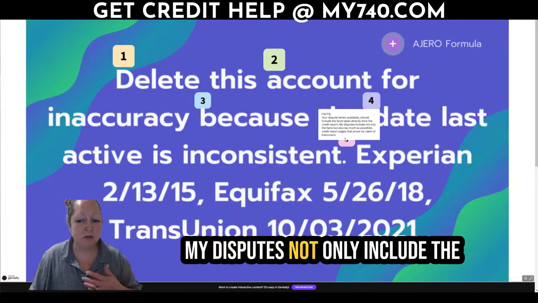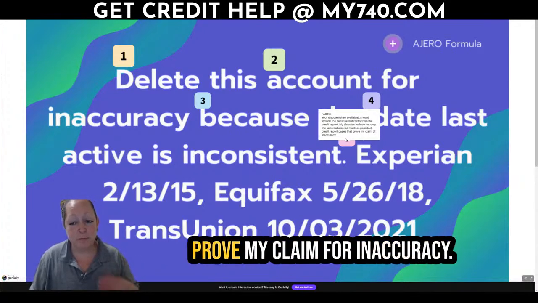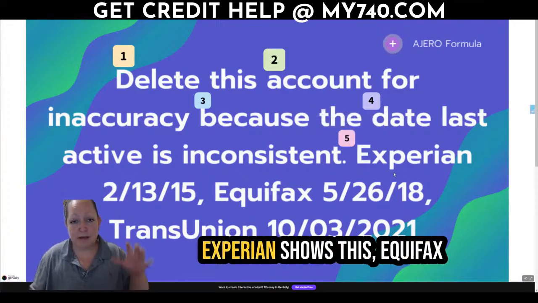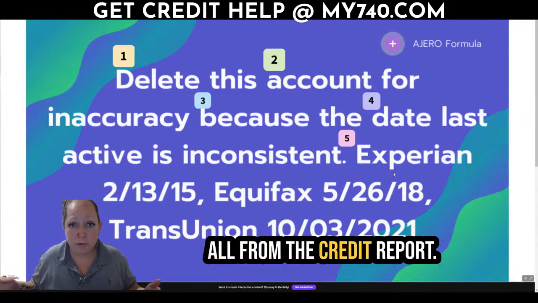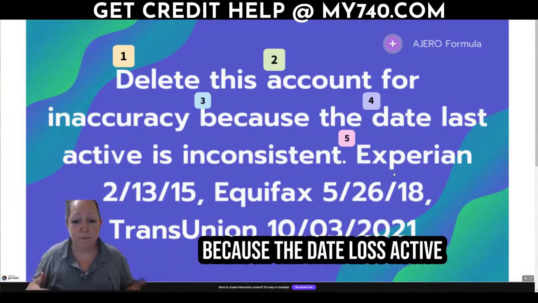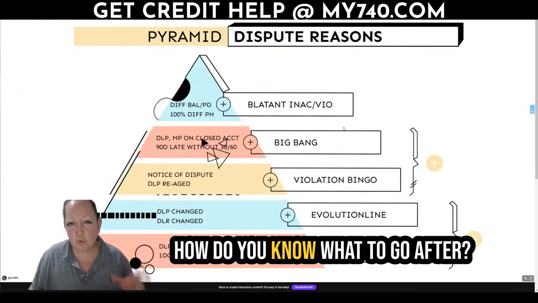My disputes not only include the facts, but also, as much as possible, the credit report pages that prove my claim for inaccuracy. I actually call it exhibits. This is where we're going to put Experian shows this, Equifax shows that, or reports that, and TransUnion shows that, all from the credit report. When you put it together: delete this account for inaccuracy because the date last active is XYZ. That is the formula. How do you know what to go after?